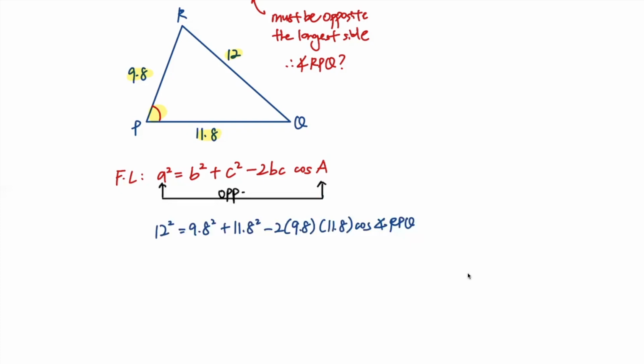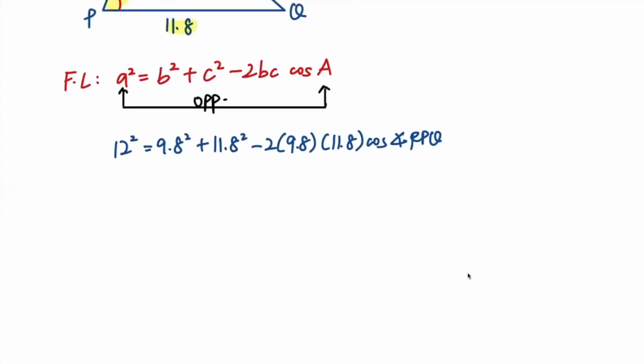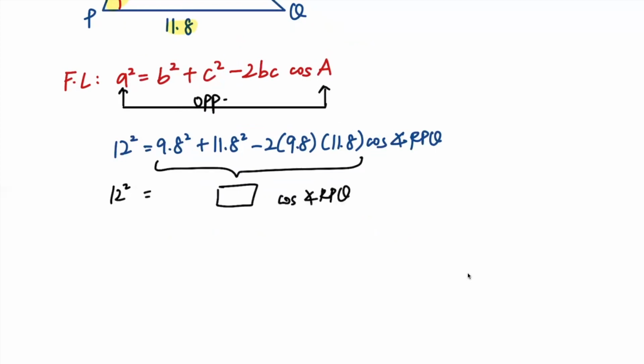Okay, now I show you one very common mistake that a lot of people will make. One common mistake a lot of you will make is to take all this and press your calculator one shot here, and it tells you some particular number beside cosine angle RPQ. And I need you to understand why this is wrong.